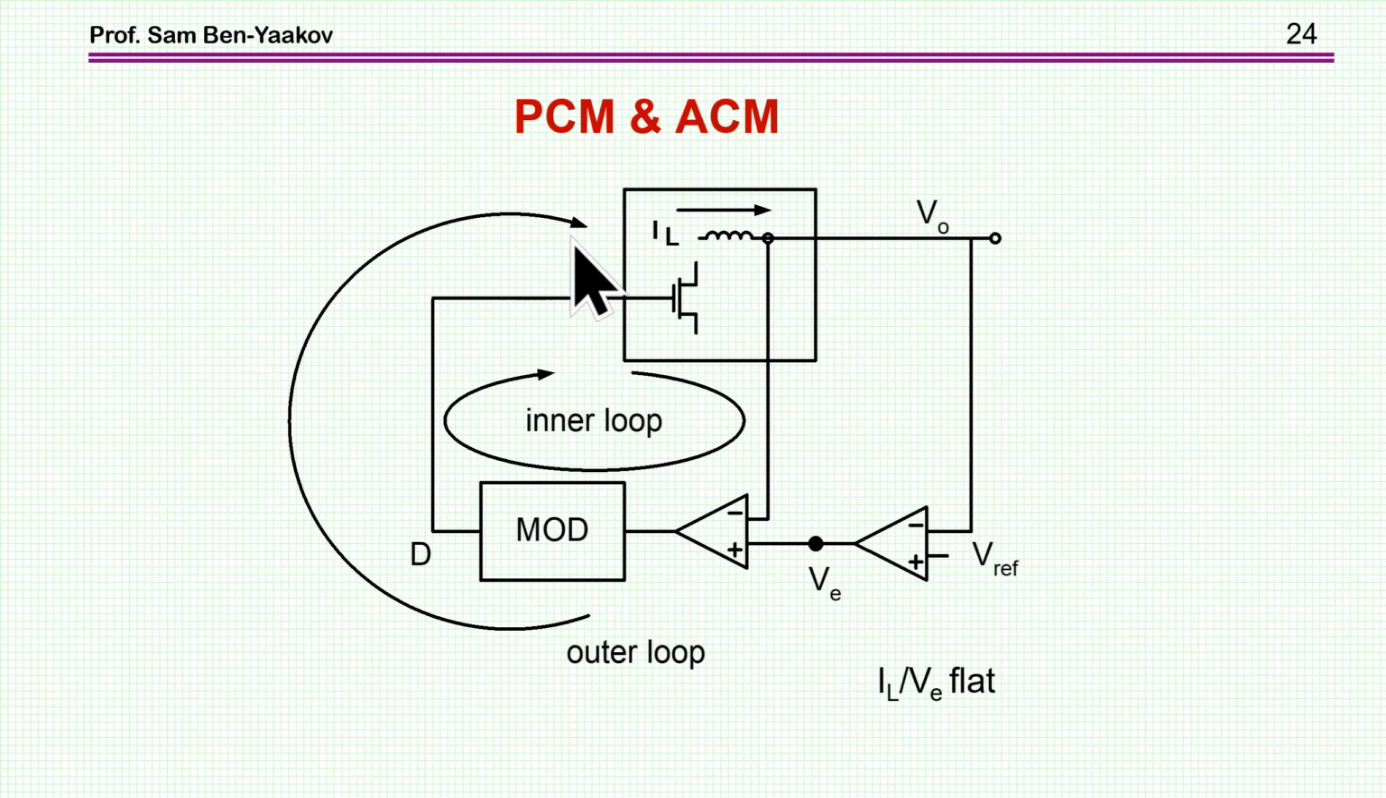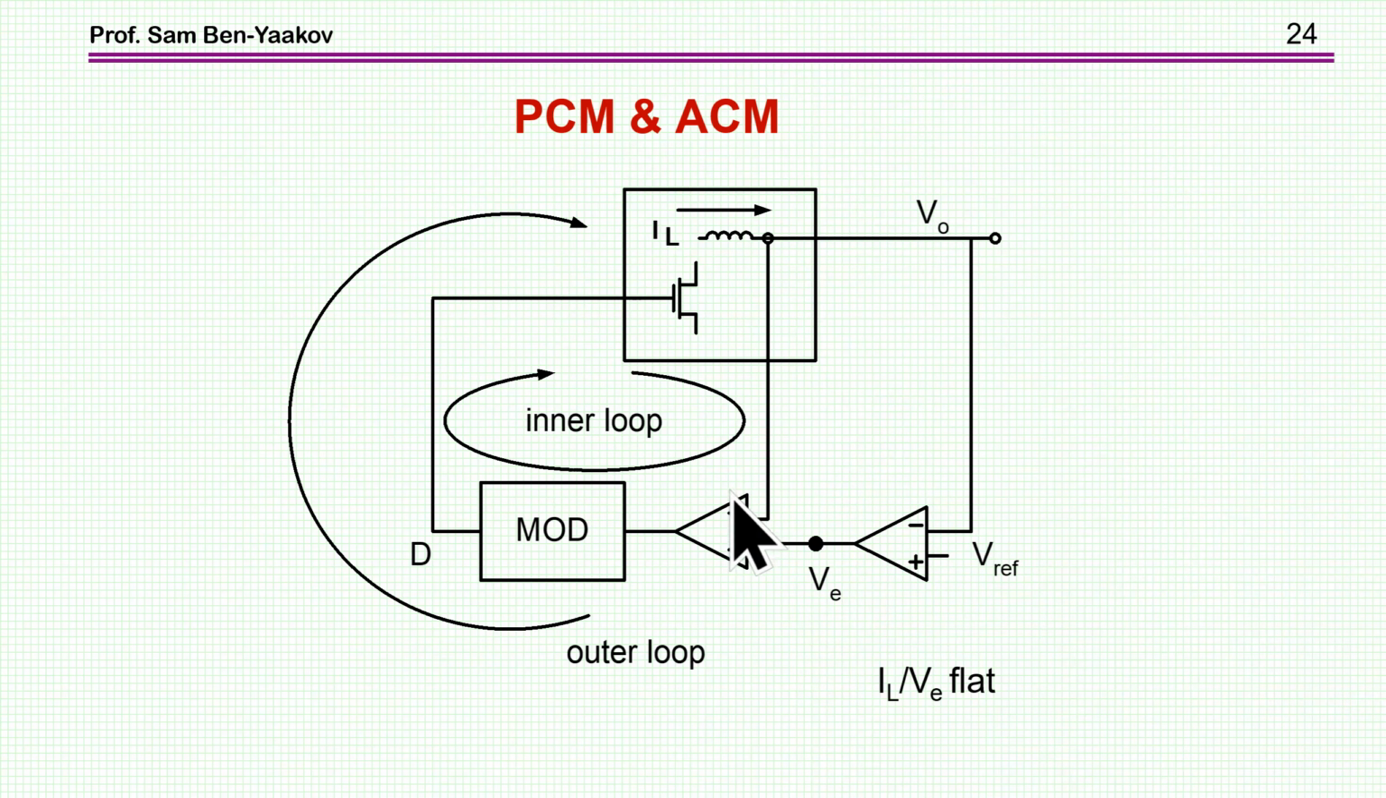Now, what about current mode? Current mode means that you have an inner loop of current feedback. Let's talk about peak current mode. Okay, we are sensing the inductor current, and there is a feedback loop here which is maintaining it, and it is compared to a reference which is in fact the output of the error amplifier of the voltage.